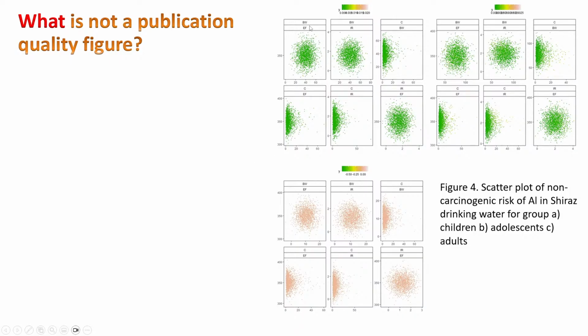The third problem is I don't know what these things are. What are these abbreviations? If I don't know this, I would look here: scatter plot for non-carcinogenic risk of aluminum in Shiraz drinking water. Group A children, Group B adolescents, and Group C adults. Can you figure out where Group A, Group B, Group C are? No. You look at this abbreviation. Do you know what these stand for? No. So that's the third issue.